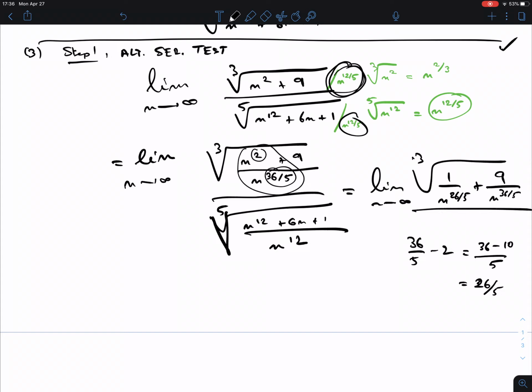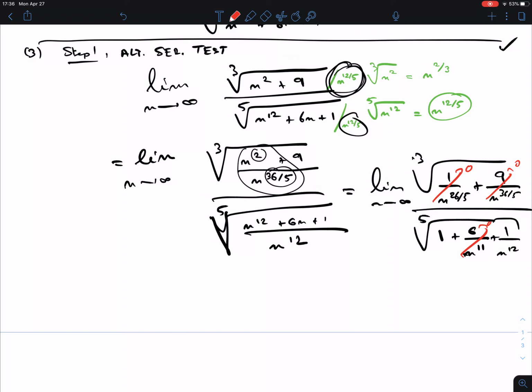Okay, and in the bottom, I need my space so this calculation goes. In the bottom, I get the fifth root of 1 plus 6 over n to the power 11 plus 1 over n to the power 12. Now, all the reciprocals have positive powers, so they all go to 0 here. The only thing that is not 0 is this 1 here. And so we get actually 0, because on top everything is 0. That's why we get 0. Okay? And this is what we want. So we get convergence.